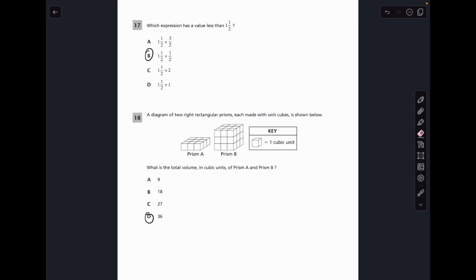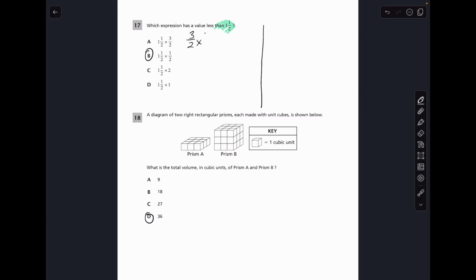Here are our answers for 17 and 18, B and D. 17 is a little bit spicier than 18, just fair warning. So if you have it, keep moving. If not, stay with us. With the first one, 17, we want to know which has a value less than 1.5. So two ways you can approach this. You could just go and solve all of these to figure out which one has an answer of more than 1.5.